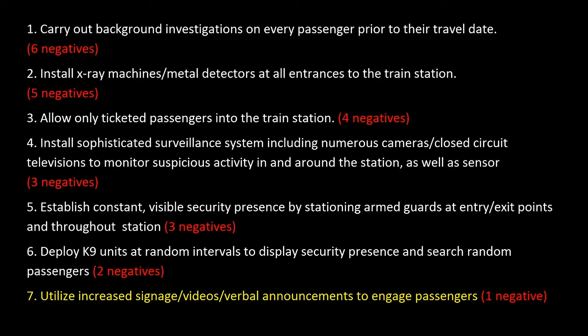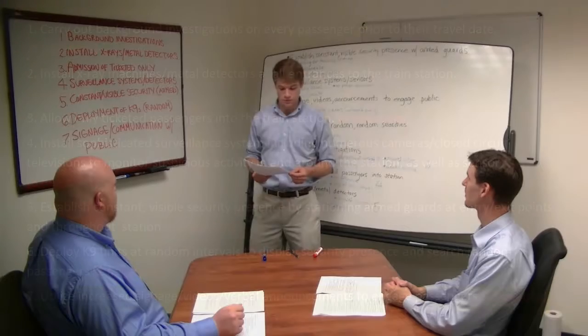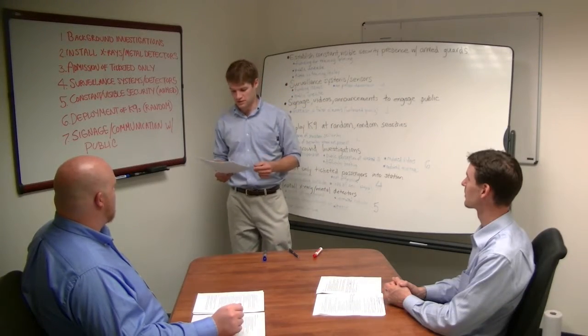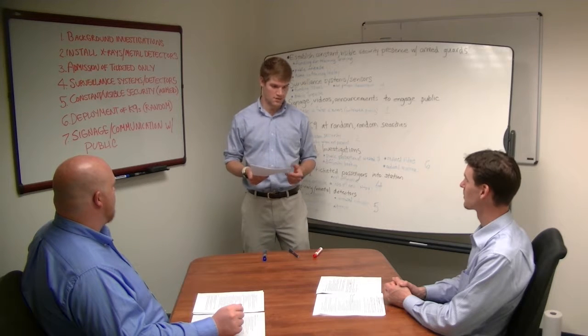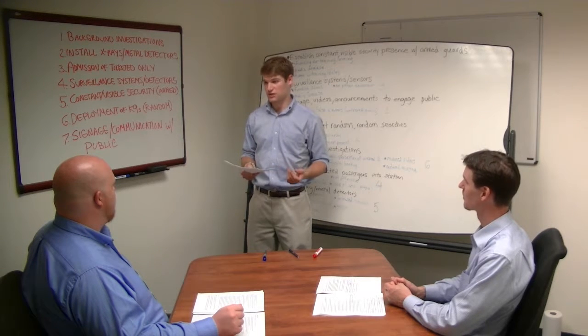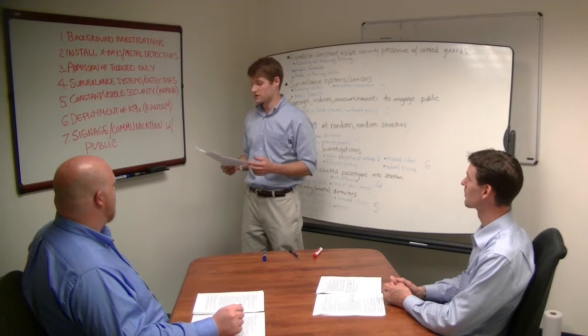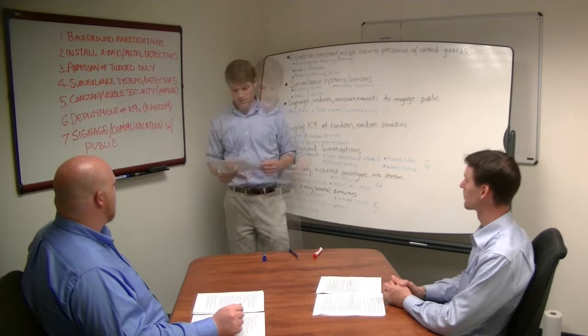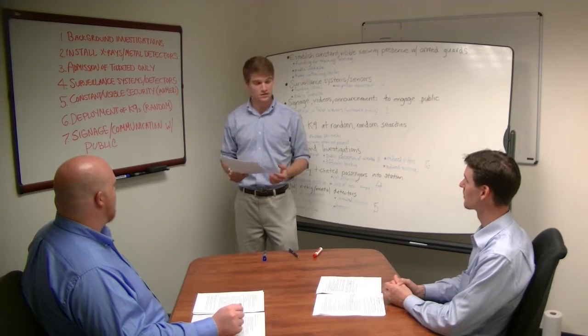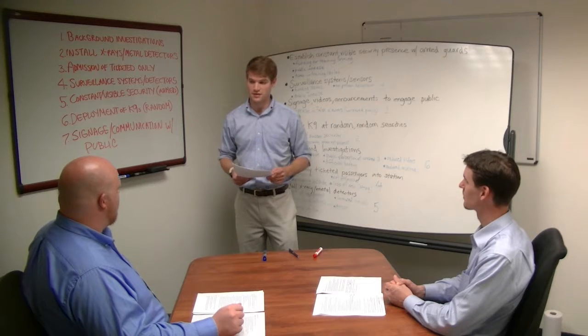So having identified the signage and communication with the public solution as having the fewest negative impacts, we can use this information to really better plan how to allocate resources when trying to improve security for the train station. And in reality, our jurisdiction could implement more than one of these measures if resources permit. So that concludes the reverse ranking exercise, and thank you again for participating today. Thank you.